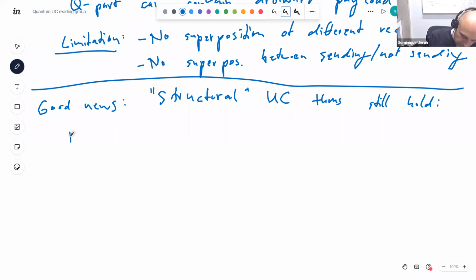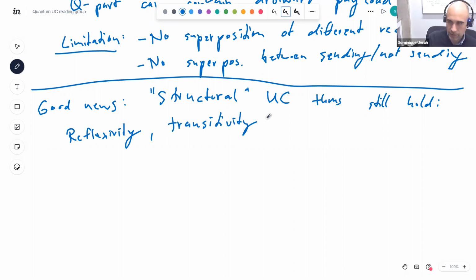So specifically, reflexivity, like a protocol is as secure as itself, and transitivity, so if pi is as secure as rho, and rho is as secure as sigma, then pi is as secure as sigma.